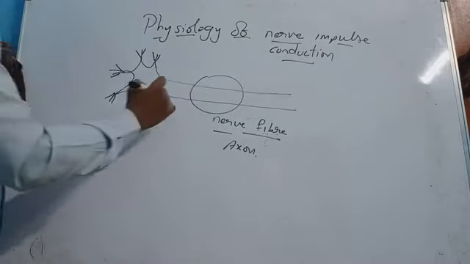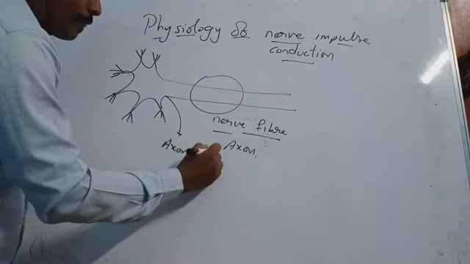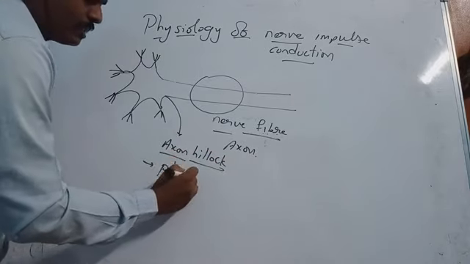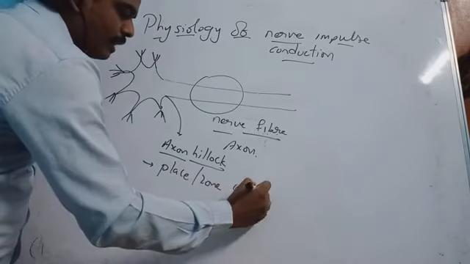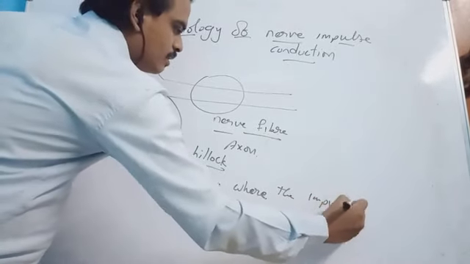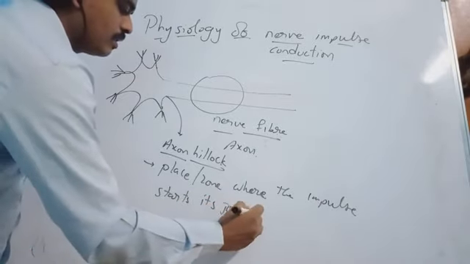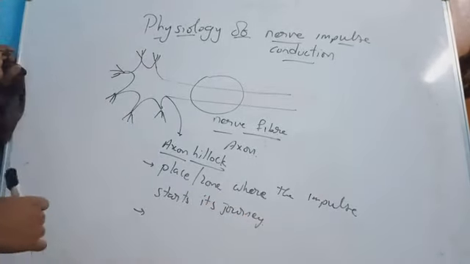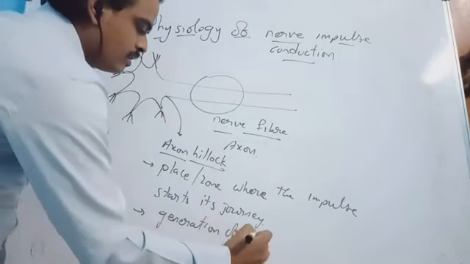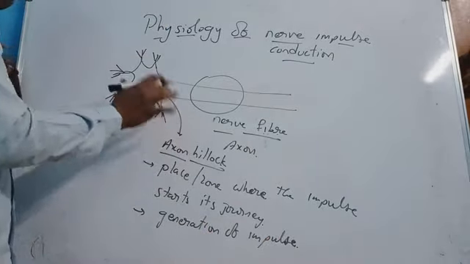First of all, the main point you have to remember is this point called the axon hillock. Why? Because that is the place, or we can say that is a zone, where the impulse starts its journey, or we can say that is a place where the impulse will be generated. So that is a place where we have generation of nerve impulse. I'll tell you what a nerve impulse is, but anyway, this point is very important.